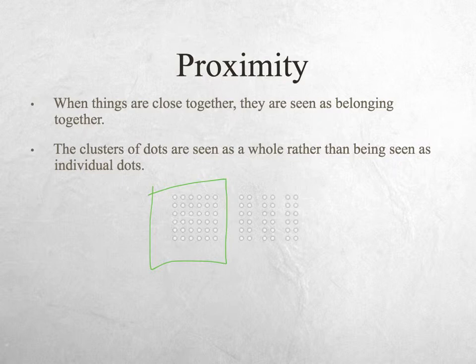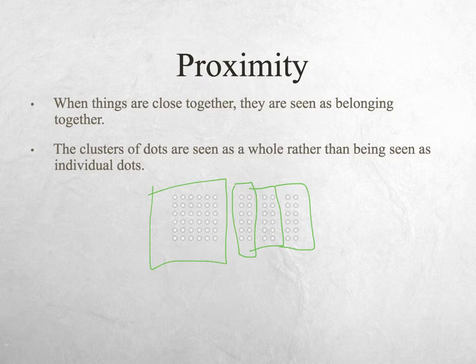Similarly, we see these as 3 vertical blocks of dots rather than 36 individual ones. Okay? So we see them as a whole rather than as individual. Think about what this might mean for education in terms of how we help students learn holistically rather than breaking things down into individual parts.